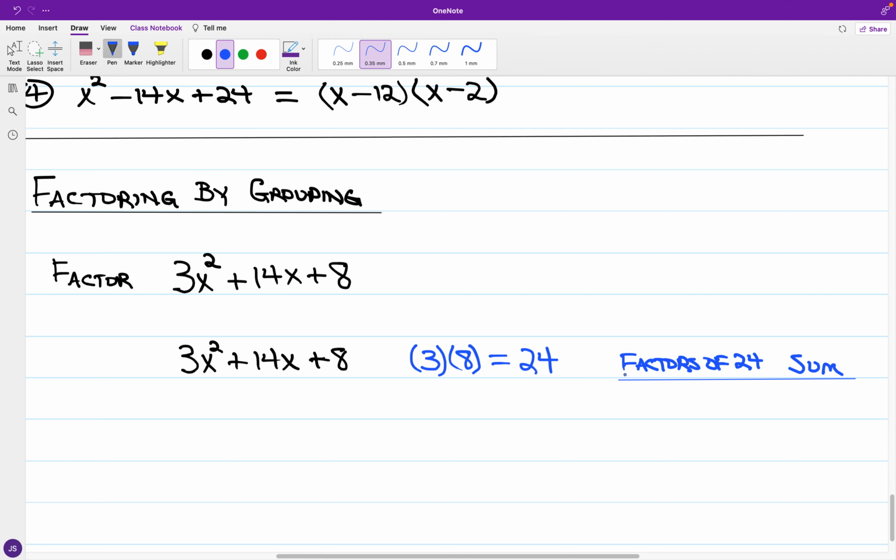For what we worked with, we took 3 and 8. However, 3 and 8 will add up to 11. 3 times 8 is 24, however 3 plus 8 is 11. If we go with another combination, it doesn't matter which order you place those, let's say we have 12 and 2. 12 times 2 is 24, and guess what? 12 plus 2 is 14.